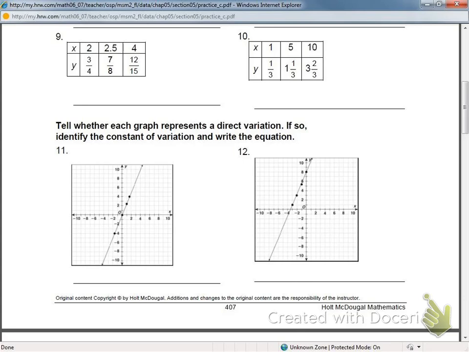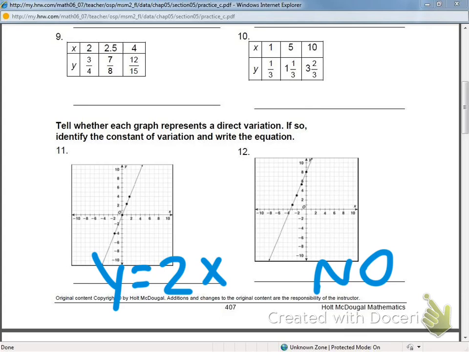Okay, let's check your answers. So for the first one, you should have 11, y equals 2x. And then the second one is no. Excellent job. Okay, now take out your exit slips and let's fill out your exit slip tickets.